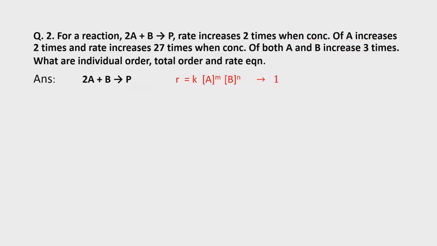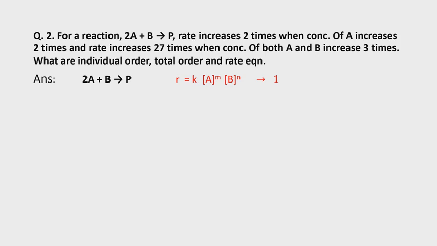Okay, next question. For a reaction, 2A plus B gives P. Rate increases 2 times when concentration of A increases 2 times, and the rate increases 27 times when concentration of both A and B increases 3 times. What are the individual order, total order and rate equation? Look at the answer.